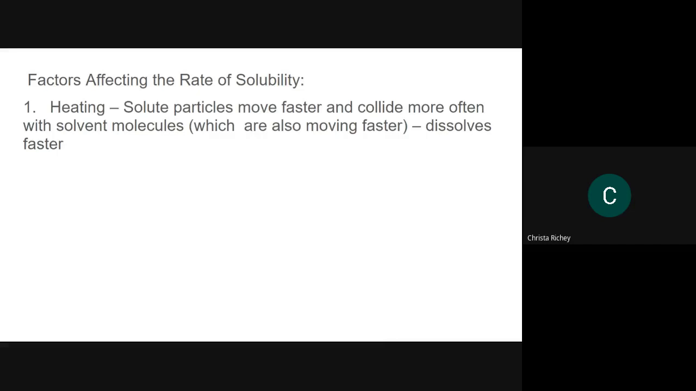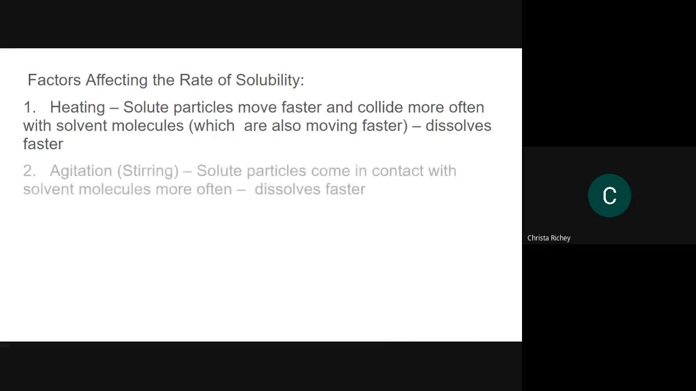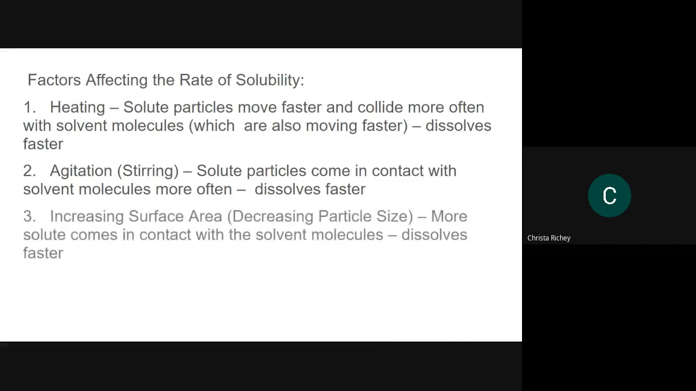All right, how do we make the solid dissolve faster? Heat it up. Number one is you heat it up. The other thing you can do is stir it. So agitation. If you stir faster, you're going to have more of it go into solution. The next thing you can do is increase the surface area.